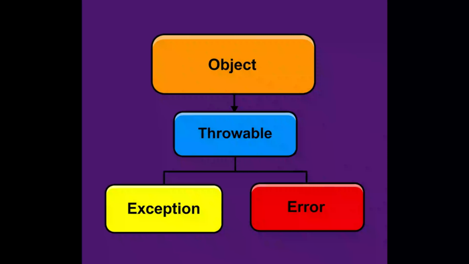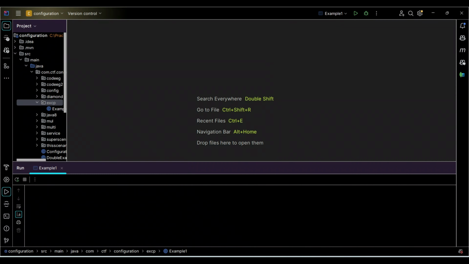Today we are going to discuss exception handling in Java. We'll discuss various aspects of how we can catch the exception using try catch. Also we'll discuss the hierarchy. So let's begin this video. In this video we are going to explain how you can handle the exception.